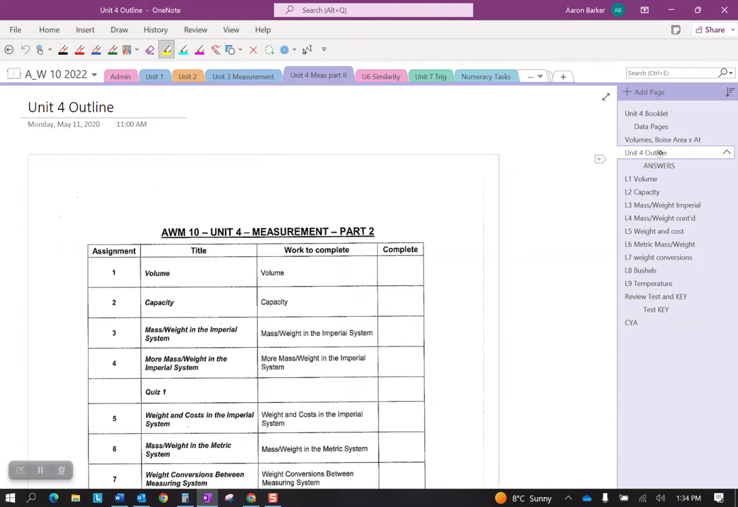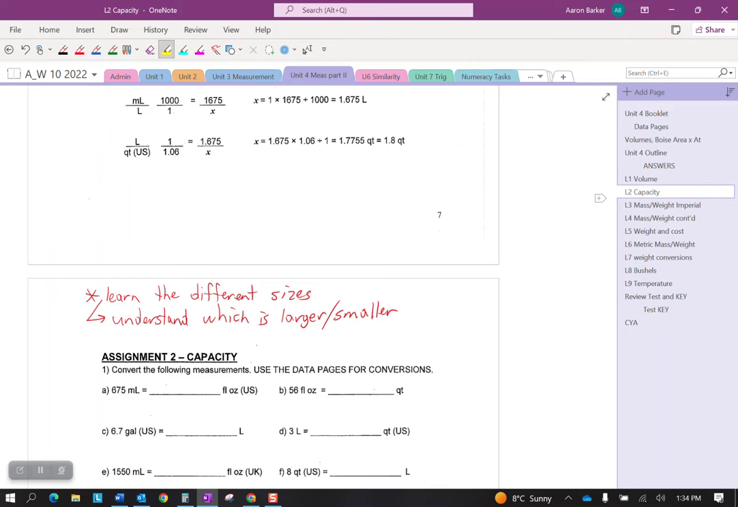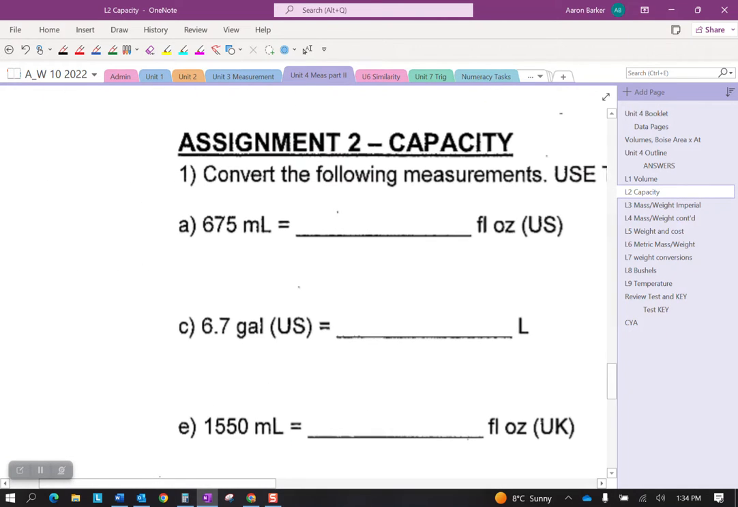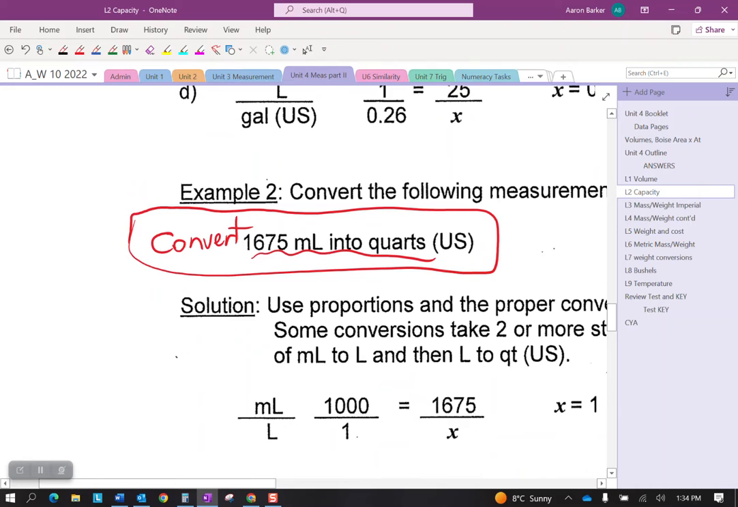Okay, here we go. Capacity. So for these questions here, you're supposed to multiply by your conversion factor. So the very first one, you multiply. The conversion factor that you want to find, which is fluid ounces, must go on top. The conversion factor you have, which is milliliters, must go on the bottom. And then you find the numbers from up above.